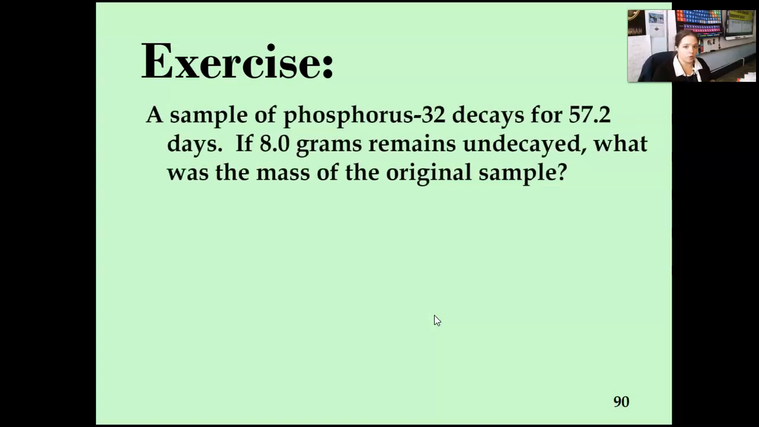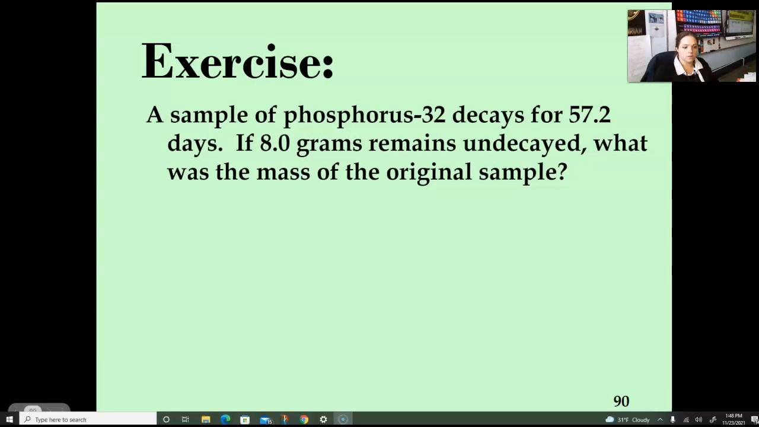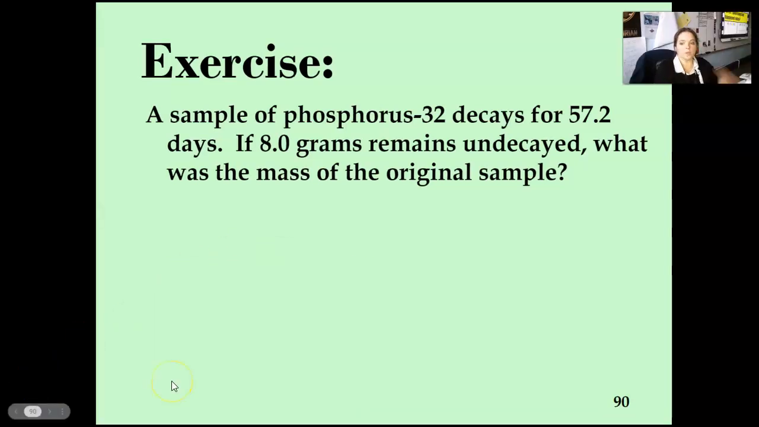A sample of phosphorus-32 decays for 57.2 days. If 8 grams remains undecayed, what was the mass of the original sample? So we're going to have to work backwards. Okay, so the last one is phosphorus-32.